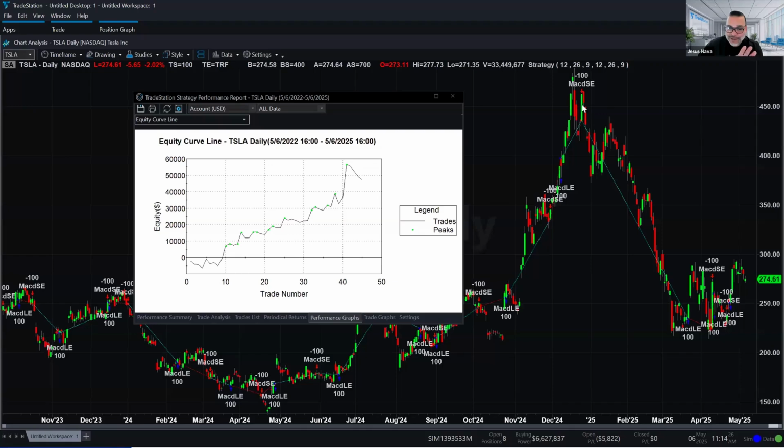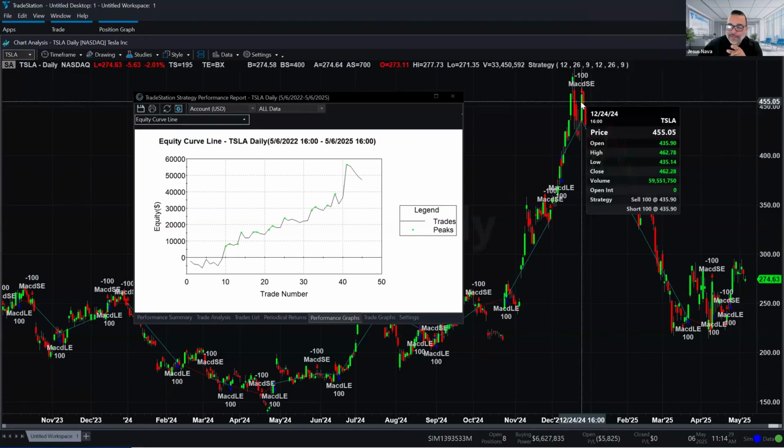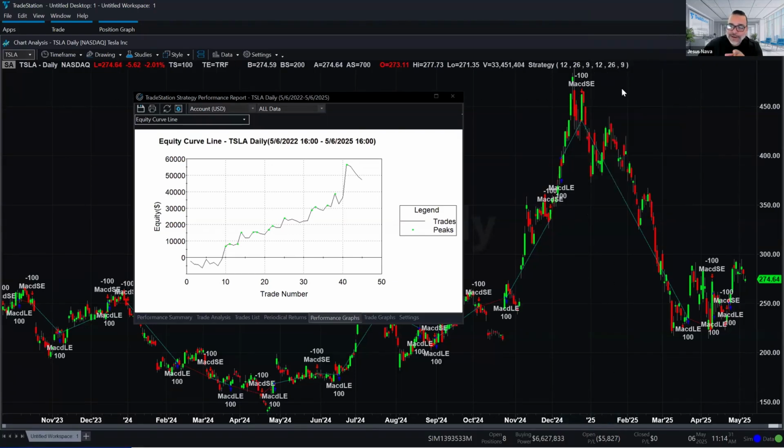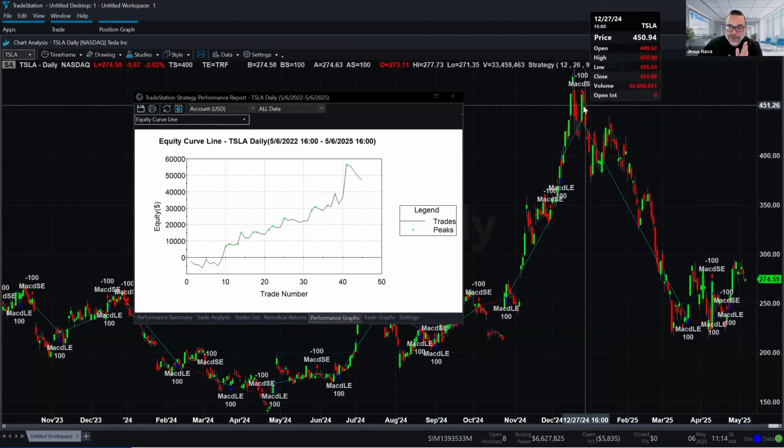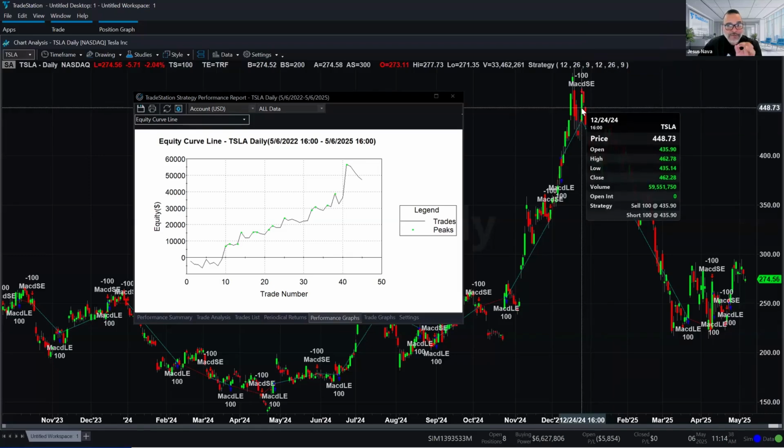There are a couple of ways that you can identify that. For example, for this entry, if I click on the background of the chart and move my cross over to where the trade was generated, you're going to find information on that single trade in the data tips window. At the bottom of this data tips window, it tells me that I shorted 100 shares at 435.90. This happened December 24th, 2024, so 12/24/24, that's when the entry happened.